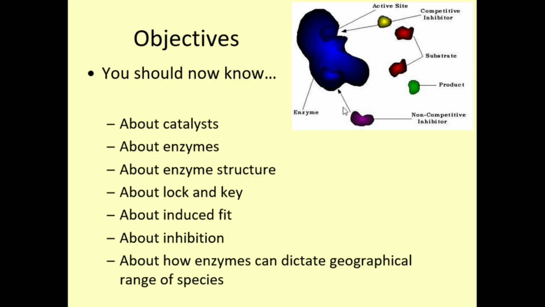Hopefully that made sense. If you need to go back over everything, then by all means do. It can certainly help to go over these complex topics a few times. But what we've covered in this session: we talked a little bit about what catalysts are, we talked a little bit about enzymes and what they are, and then we looked at enzyme structure, we talked about the lock and key hypothesis and the induced fit model, and we also talked about enzyme inhibition, and I've given you some examples as we've gone through about how enzymes can dictate the geographical range of species.